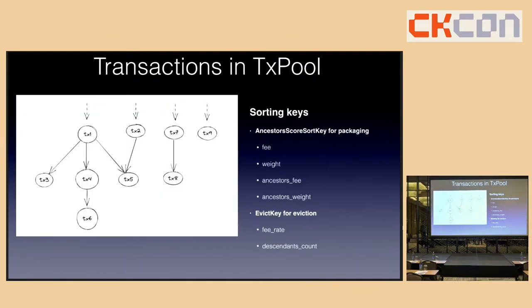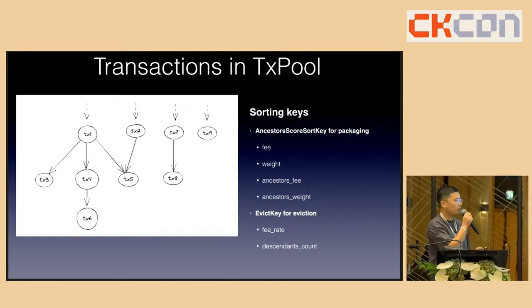So in essence, there are a lot of transactions stored in the pool. Some of them have relationships, like parent and children. There are two most important operations for the transaction pool. The first one is packaging. It means how we decide to pack the transactions. We need to consider some factors like the fee, the weight, and the ancestor fee and ancestor weight. Another important operation is eviction, because we want to limit the size of the transaction pool, so we set a maximum size for this pool. When there are too many transactions in the pool, we want to select some transactions to be removed from the pool.